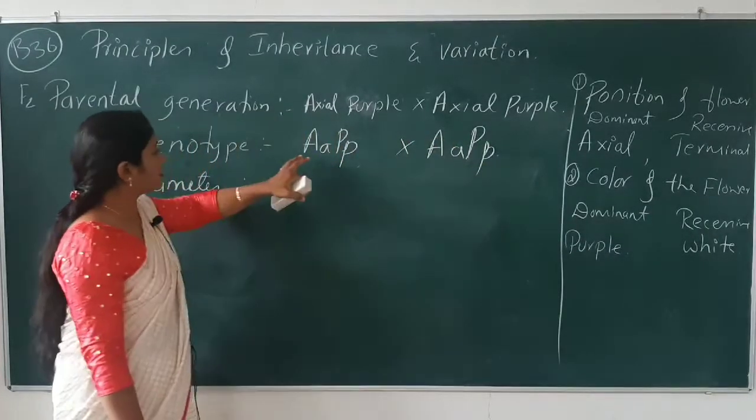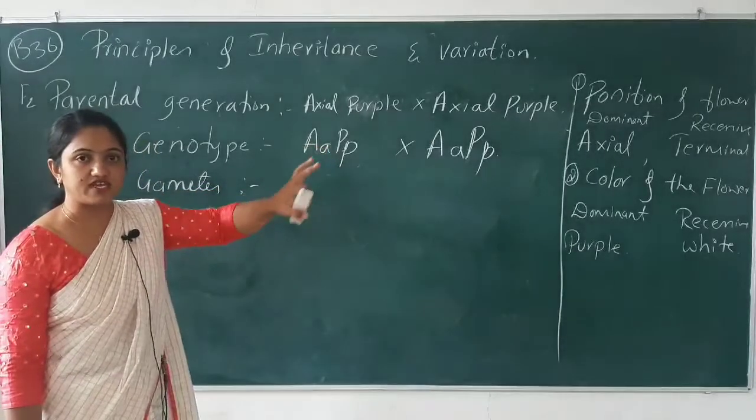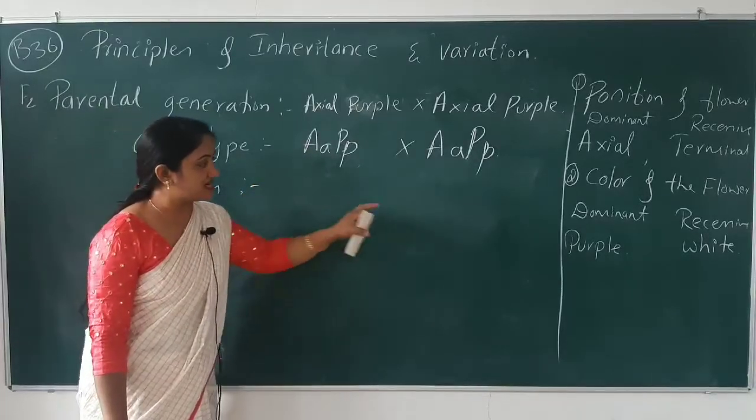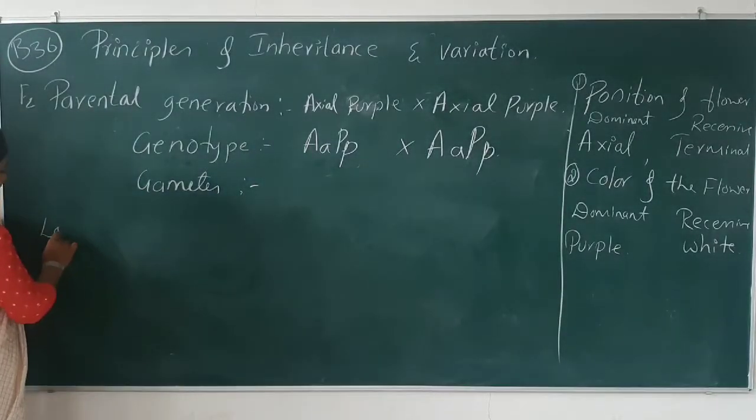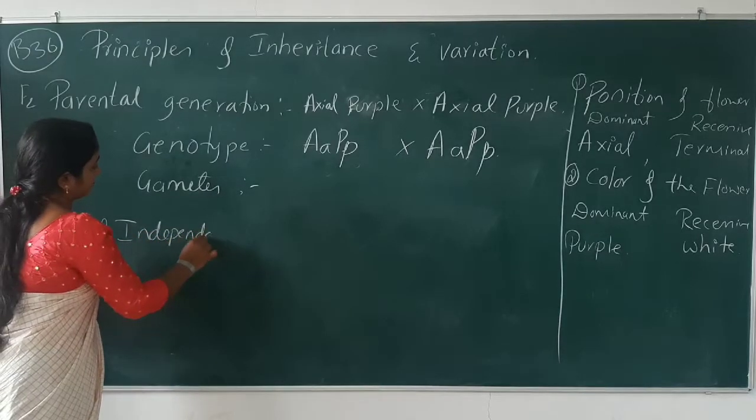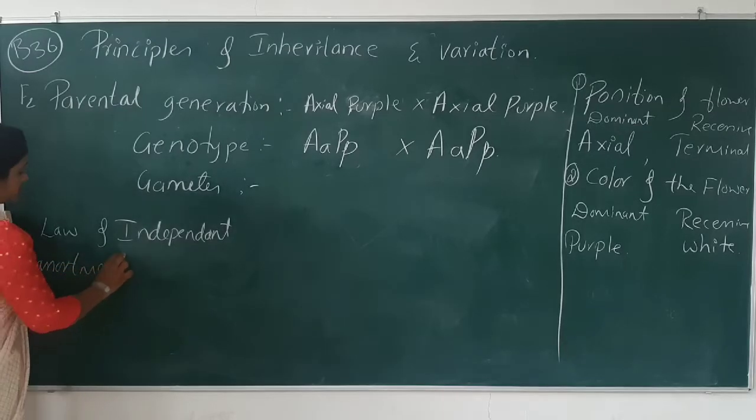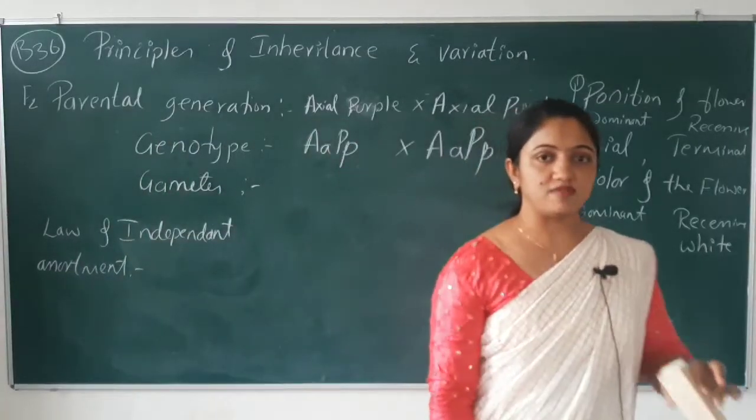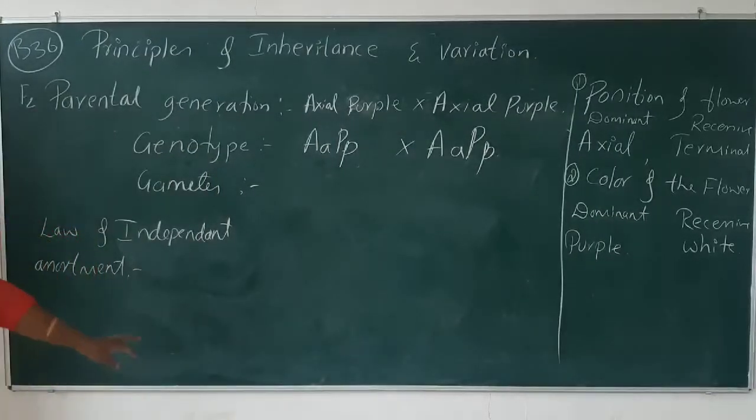Alright. So now, from this parent we have to take the gametes. When we start writing the gametes, by that time you have to understand the law of independent assortment, because while writing the gametes itself you will better understand what the law states. I will write the definition of that.